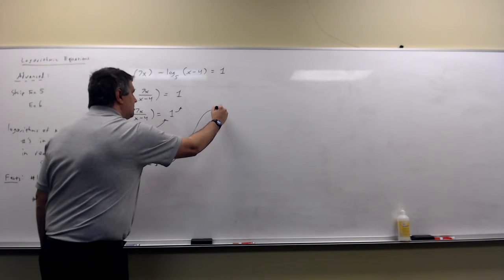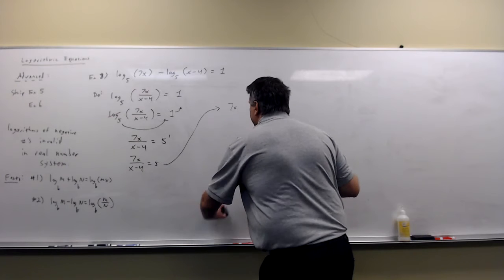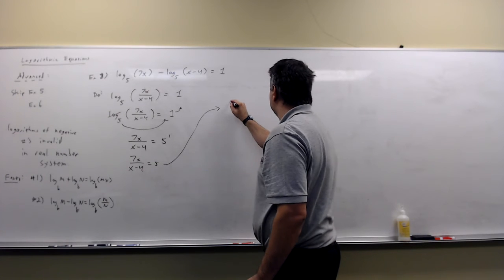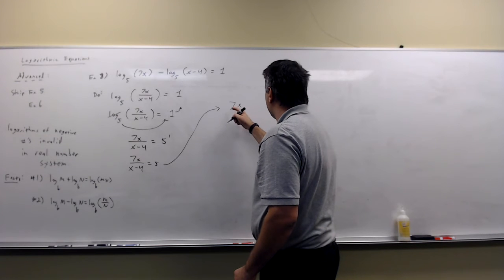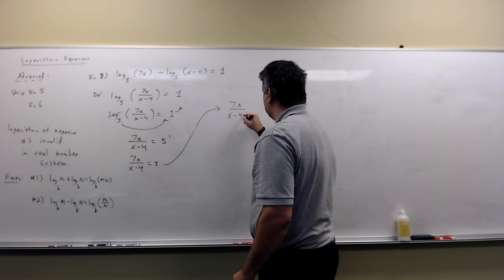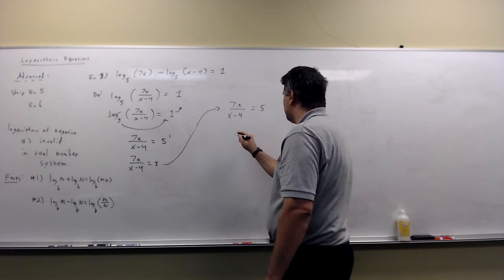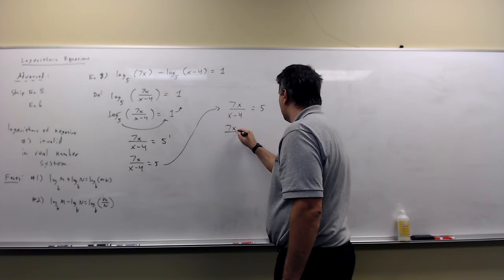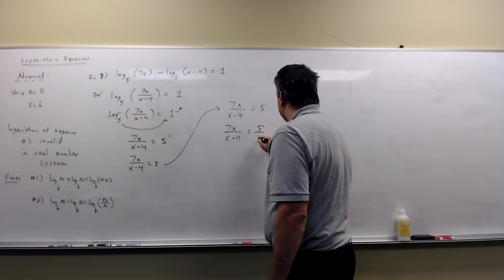Go ahead and copy this over here. We have 7x over x minus 4 equals 5. Let me copy it a little bit more neatly. So now we have 7x over x minus 4 equals 5 over 1.